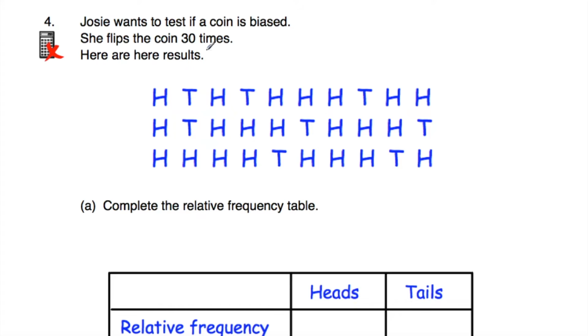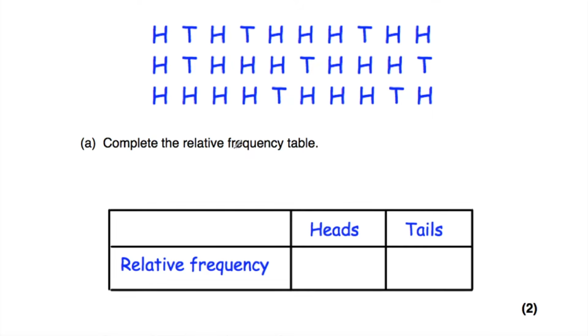So question number 4 says, Josie wants to test if a coin is biased. She flips the coin 30 times and here are the results. So we've got head, tail, head, tail, head, tail, head and so on. And part A says complete the relative frequency table. So we want to complete this table. So we've got heads, tails and the relative frequency of each of them. Notice it's relative frequency and not frequency.